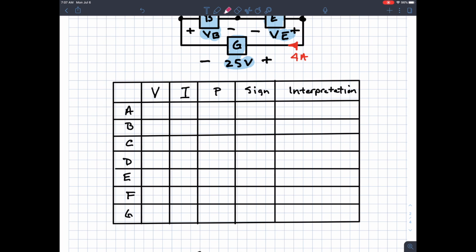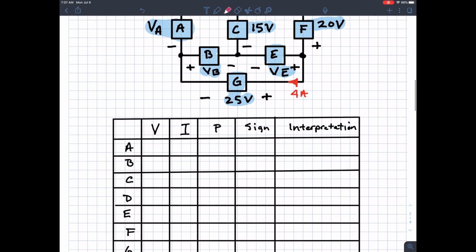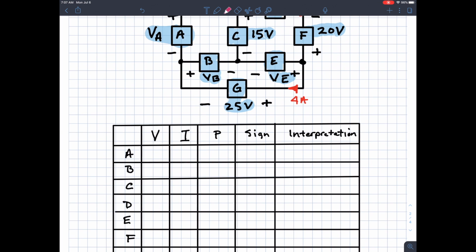It's an easy kind of problem, but I think it tells a lot because it covers KVL, it covers KCL, it covers power and sign conventions, and a lot of things that help you get started on your way to learning how to analyze circuits.